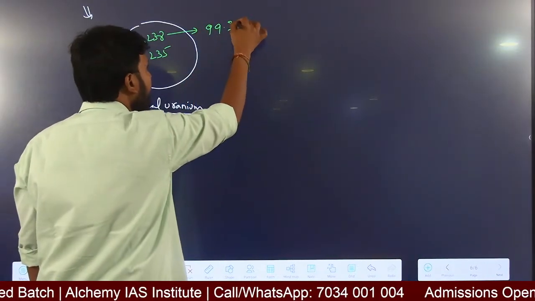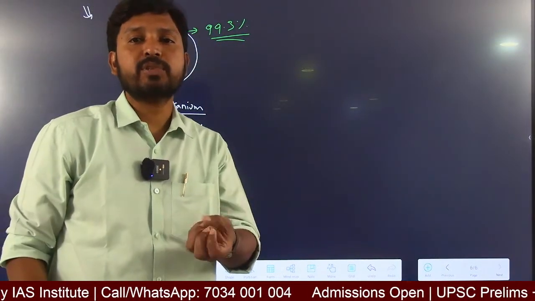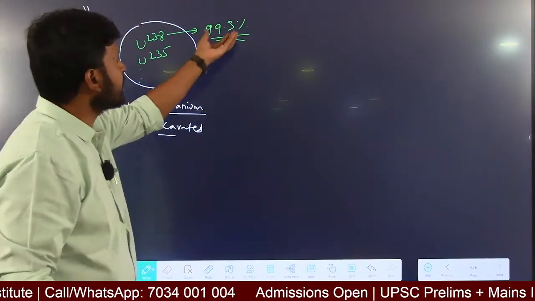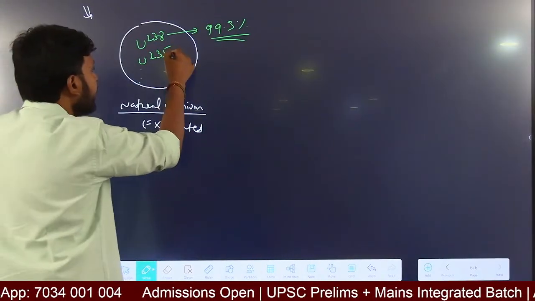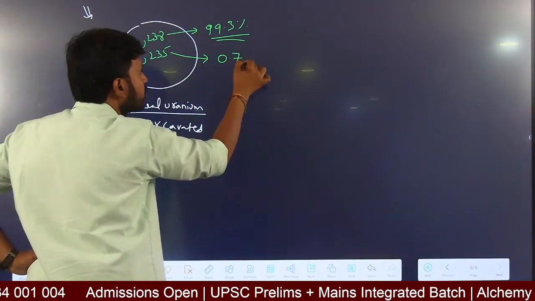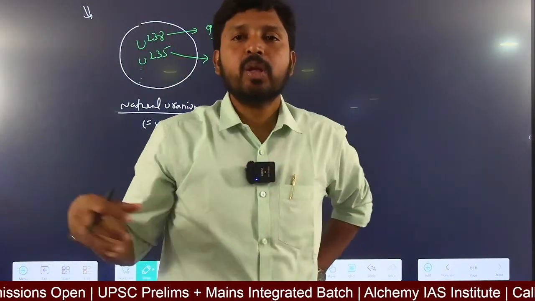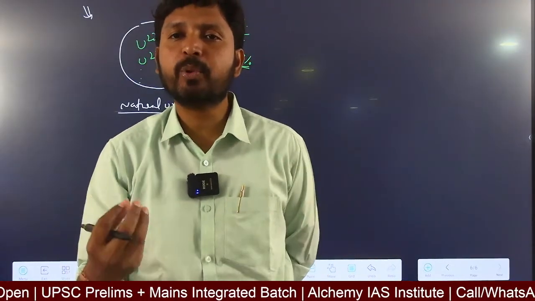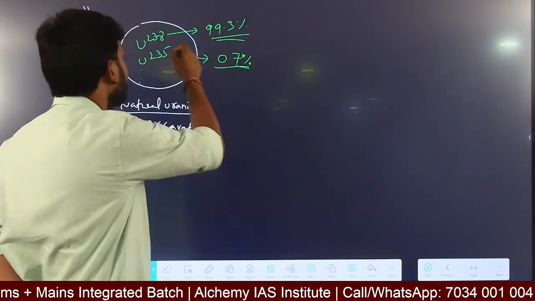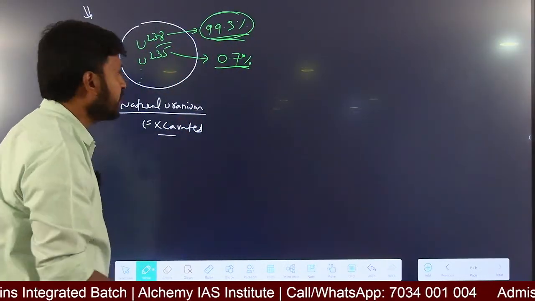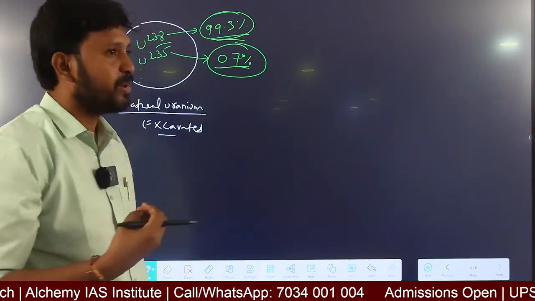It is 99.3 percent. If I take 1000 grams of natural uranium, 993 grams consist of only uranium 238, and uranium 235 will be somewhere very close to 0.7 percent. So uranium 238 will be in very high proportion and uranium 235 in very low proportion, only 0.7 percent.